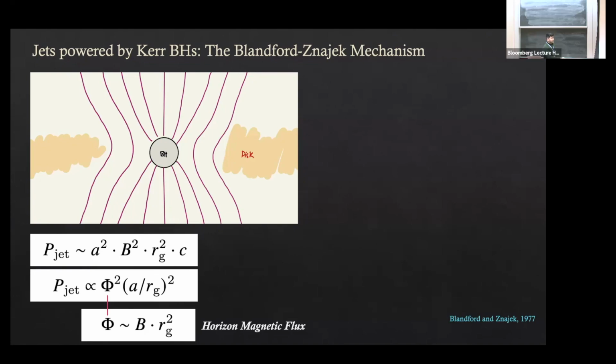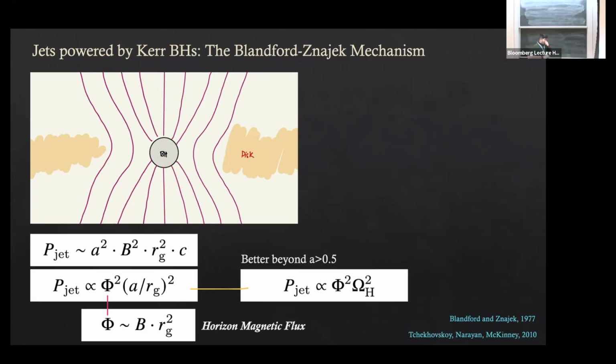So you've separated it into a part that is purely the black hole spacetime, and a part that depends on the state of accretion theory. It was found in some work that this formula should actually be corrected to phi squared omega h squared, where omega h is the angular velocity of the horizon. In the limit a goes to 0, you get back this result. Using some very nice simulations, they were able to show that it should go this way.